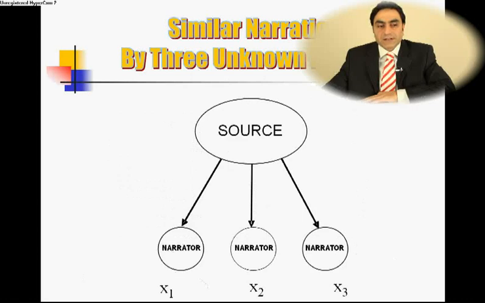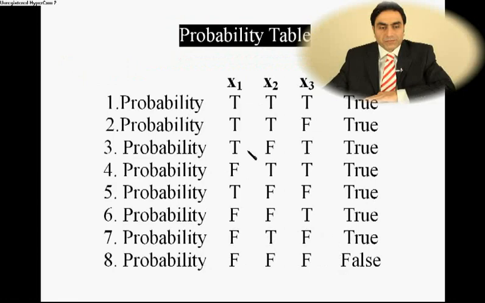Because these 3 people, we assume that they are coming to us with similar narration, saying the same thing. At the third probability, x1 t, x2 f, x3 t, the result is true. If there is at least one t in the option, the result will come to true, because think about 10 people saying the similar thing about an event. If one of them is relating the event in accordance with what occurred, then the knowledge is true.